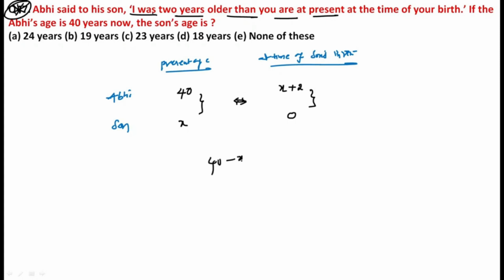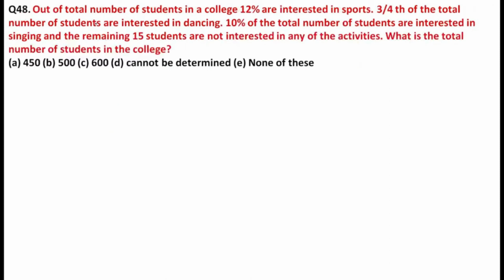So the equation is 40 minus X exactly equal to X plus 2 minus 0. The final equation is 38 equals 2X. Now X is equal to 19. The question asks what is the son's age? It's 19 years. Just knowing how to frame this equation is most important. To understand the thing, you can solve the question. Next.